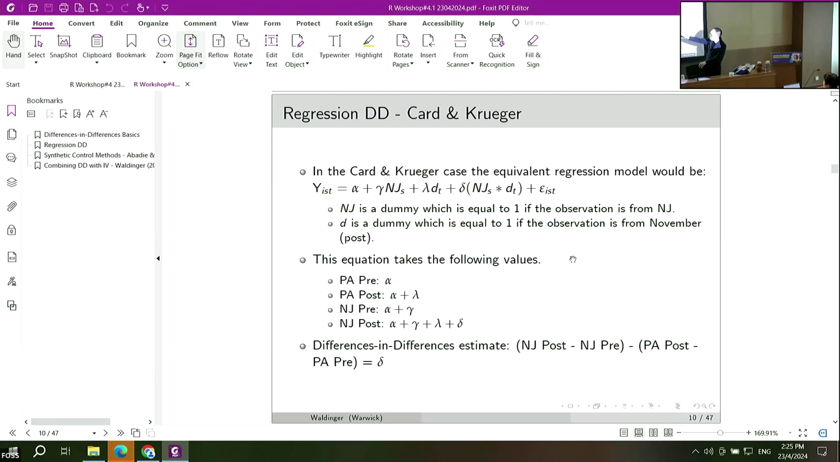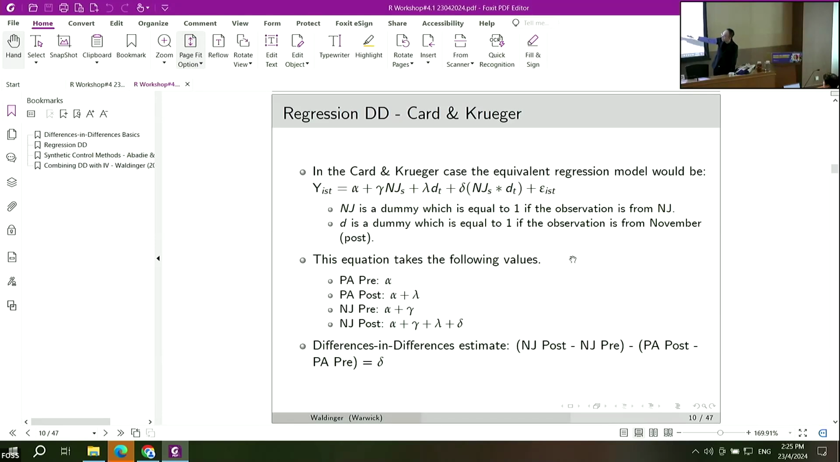So this equation has the following values. Let's say the control group is the state of Pennsylvania. Then before the treatment, everything is going to be 0. New Jersey is 0 because you're looking at Pennsylvania before the treatment, and the treatment is not in effect at all. So D is going to be 0. That gives us alpha. So that's the value of alpha, where alpha comes from.